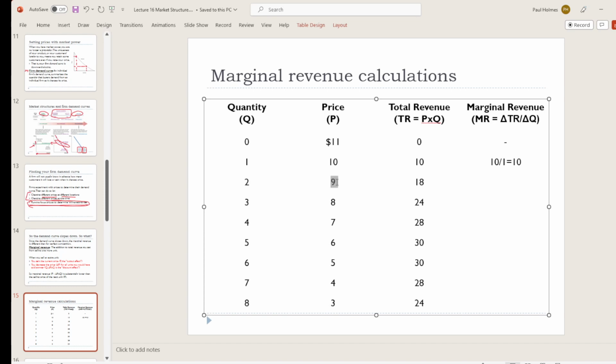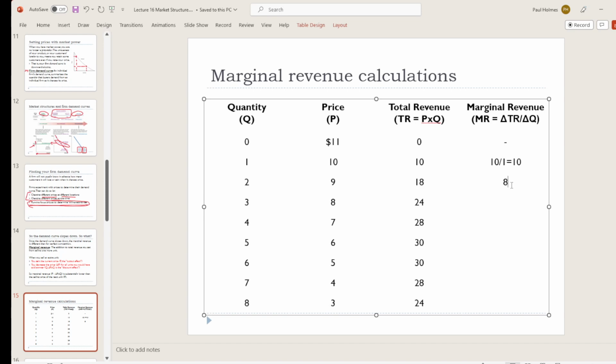Well, we're going to have to drop the price down to $9, and so it feels like our marginal revenue should be $9, but it's not quite, right? And we can calculate this out in one of 2 ways. We can find the marginal revenue here, change in total revenue divided by change in quantity. Okay, so change in total revenue is 8 there, divided by change in quantity is 1.